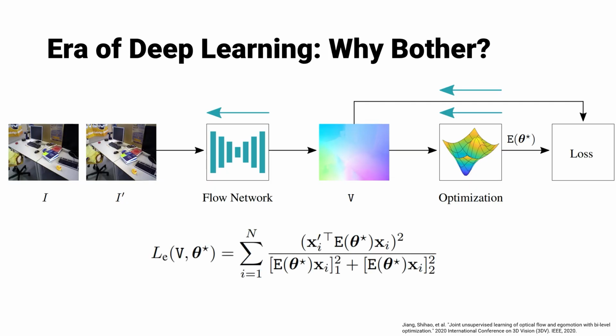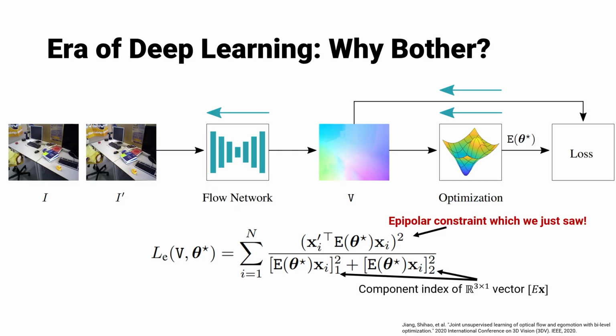What we will do is we'll basically write the same exact constraint we just saw. On the top row, you see the x prime transpose E X, and this is the epipolar constraint. On the bottom, this is basically for the numerical stability so that we normalize this. Again, this is work from Richard Hartley, which we just saw.